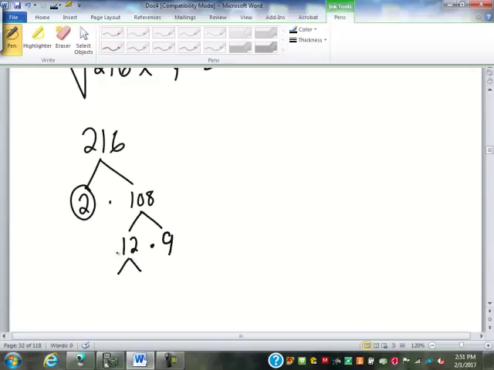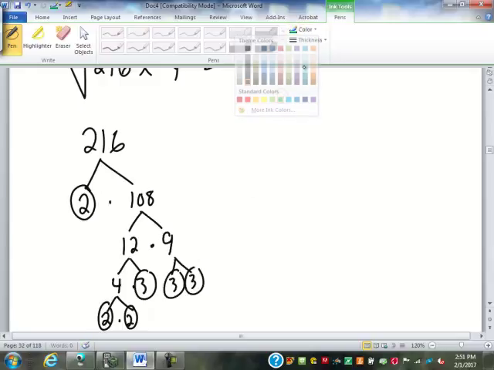Can either of those be broken down further? 12 can be broken into what? 4 times 3, good. 3 is prime, so I can stop with that. The 4 can be split into? 2 times 2, so those are prime. I'm done with those. The 9 can be split into? 3 times 3.